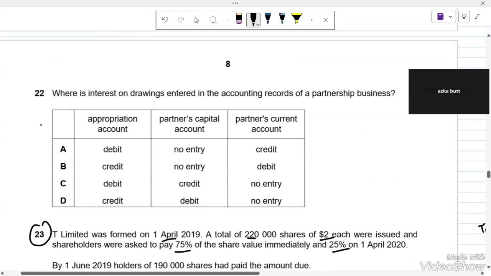Okay. So now let's see question number 22. Where is interest on drawings entered in the accounting records of the partnership business? Okay. So first of all, the partner's current account. Interest on drawing is credited to the partner's current account as it reduces the amount owed to the partners by the partnership.